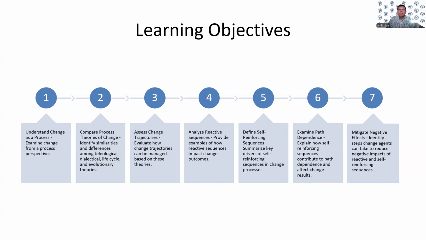We will then look at different kinds of process theories of change. There are 4 key process theories which have been highlighted. The teleological theory, where you say that change is a goal-driven or adaptive process. Then there is the dialectical theory, where change is a result of conflict and power struggles. Or it's the life cycle theory: change is a predictable progression through different phases.